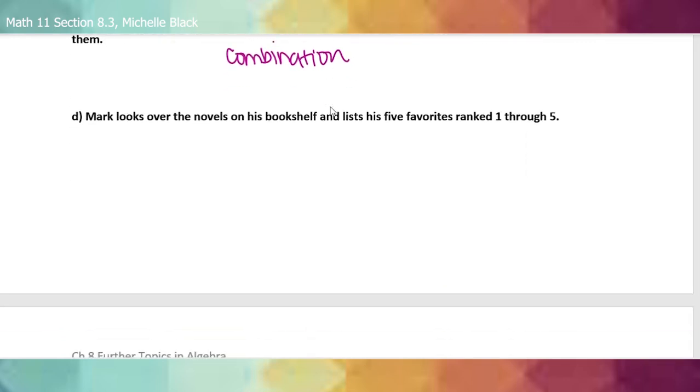And lastly, part D. Mark looks over the novels on his bookshelf and lists his 5 favorites ranked 1 through 5. Take a second to guess. Since he's ranking his books 1 through 5, the same 5 books can be ranked in a bunch of different orders. So the order matters, and this is a permutation.